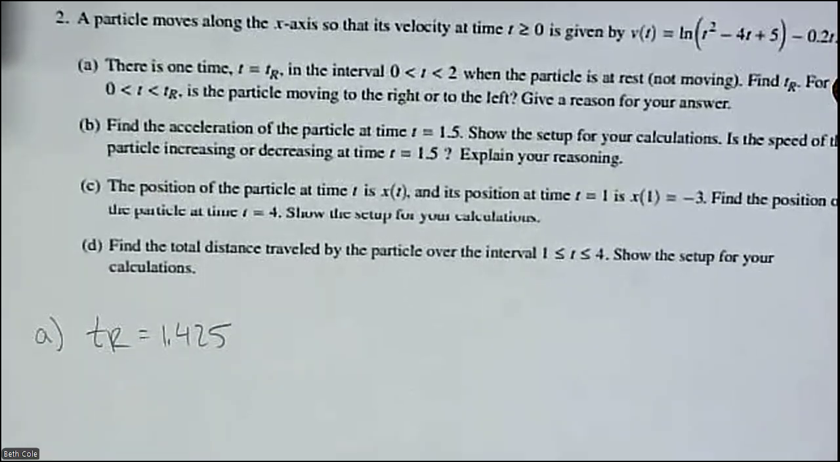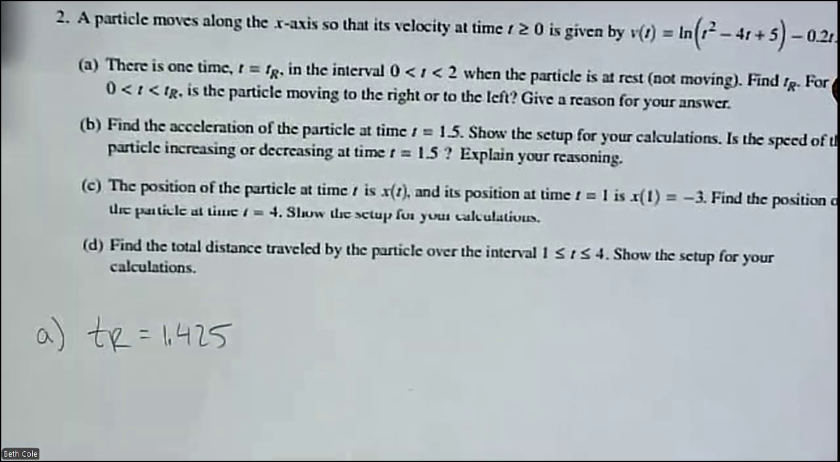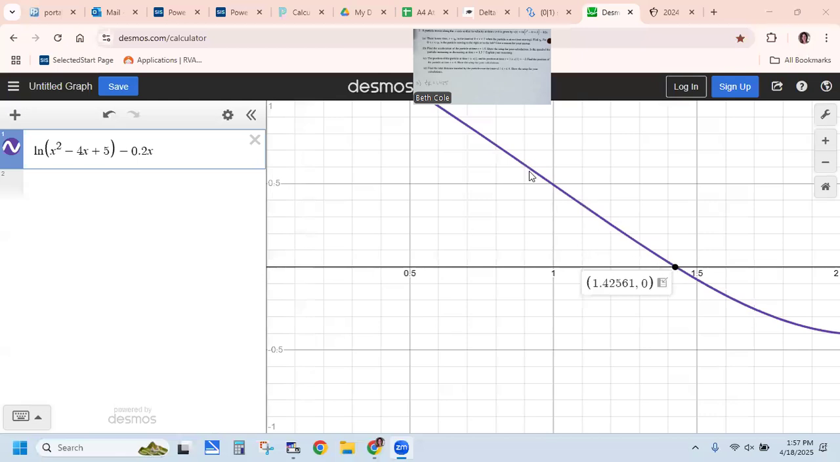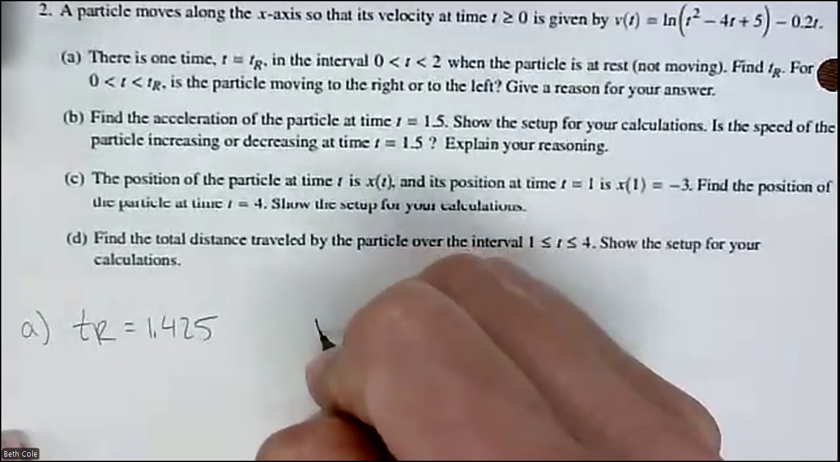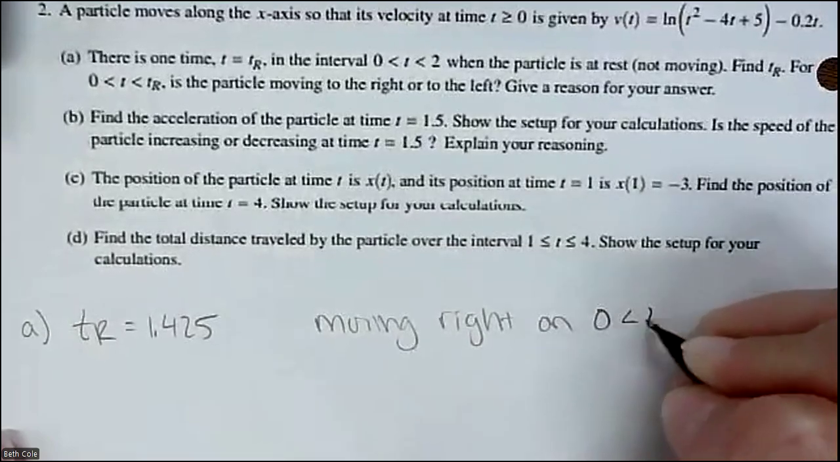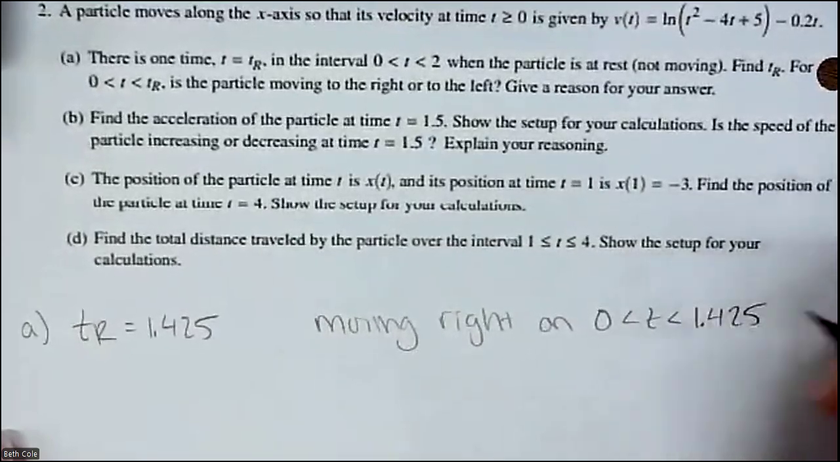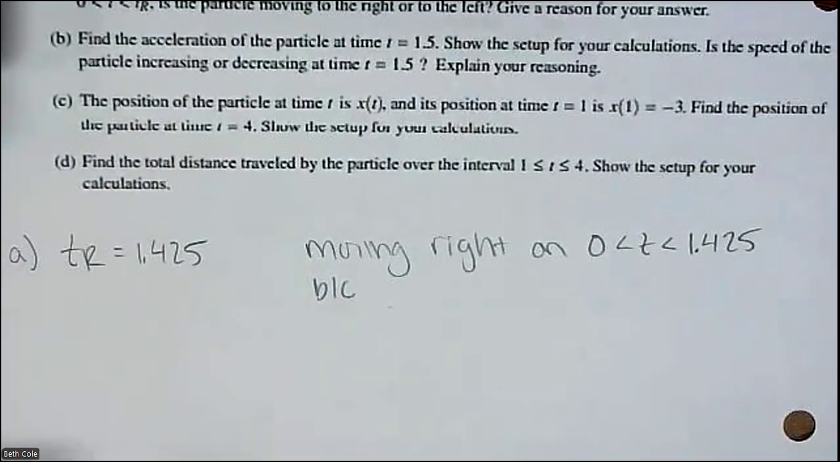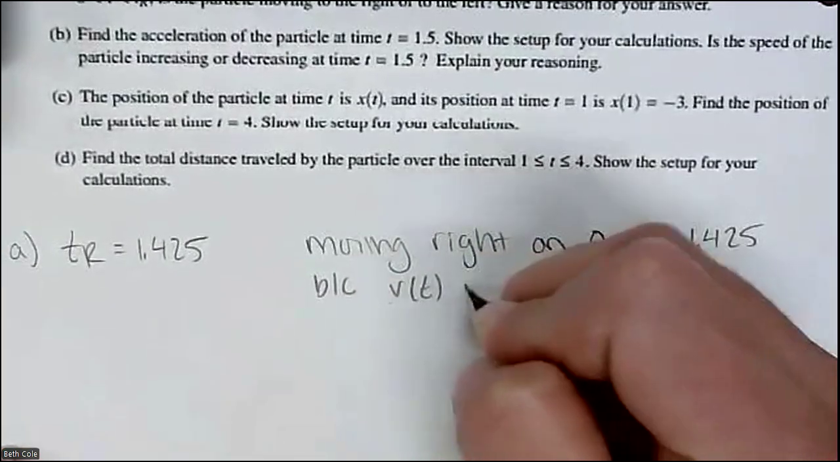T sub R equals that. It says find that. Then it says for the interval from 0 leading up to that number, is the particle moving left or right, give an answer. Let me go back to the graph. So for this portion of it, from 0 leading up to that point, where is this graph? Above. So what does that mean? We're going to say moving right on 0 to this 1.425 because, and what's the reason? V of t is positive there.